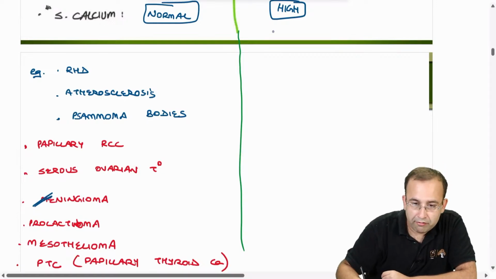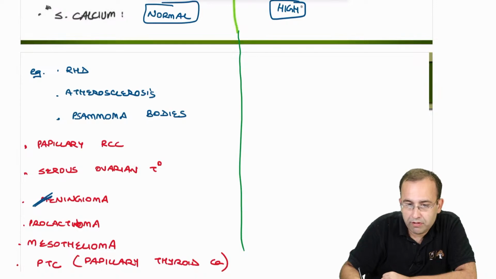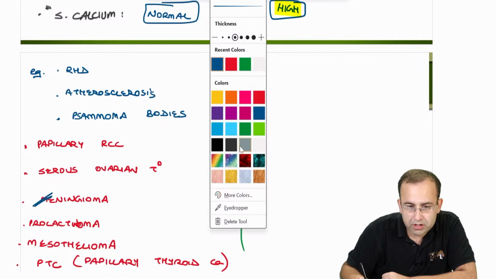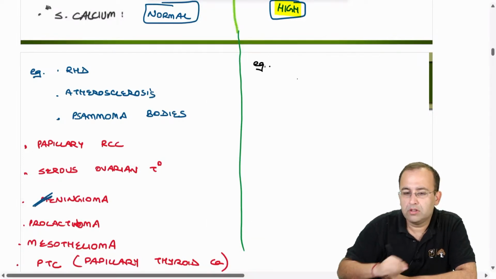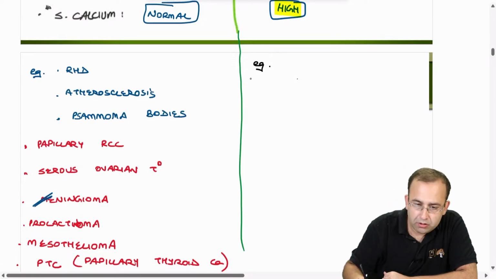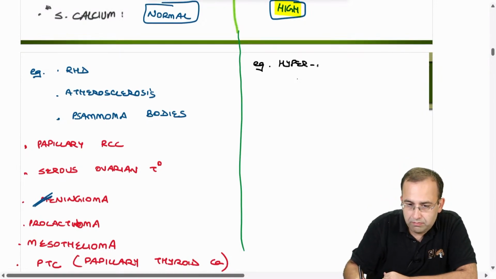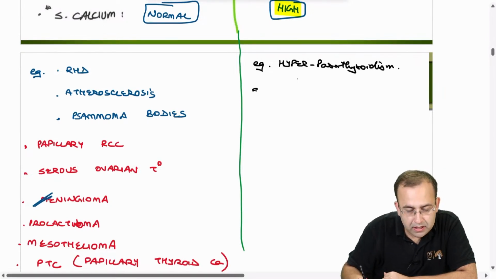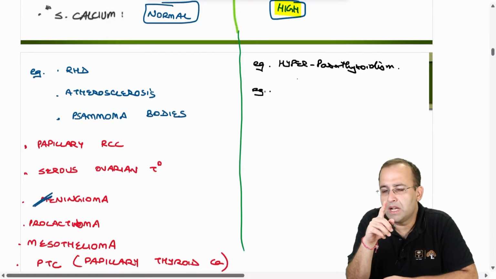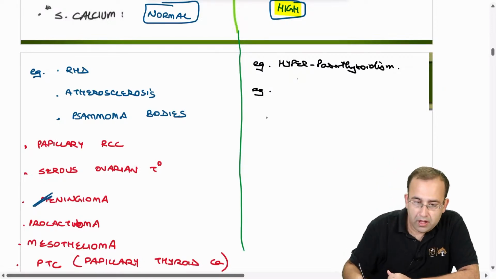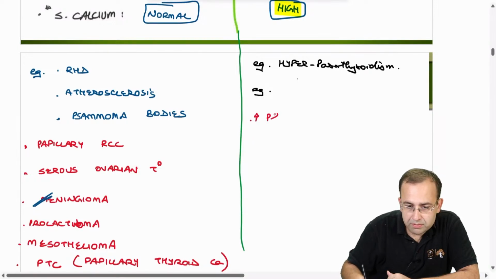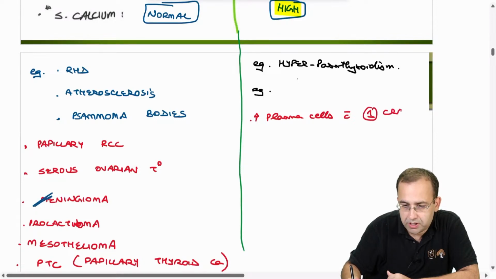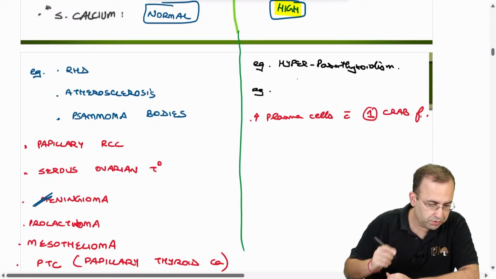Next, versus metastatic calcification where serum calcium is high. Serum calcium is elevated. The examples of which are: which hormone is needed for elevating calcium? Parathyroid hormone. Hyperparathyroidism is associated with it. Next, I want you to tell me this. A plasma cell malignancy has an increased number of plasma cells, increased plasma cells with any one CRAB feature. What is the name of the blood cancer?